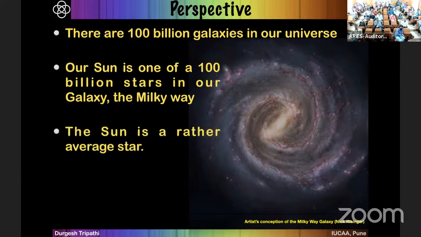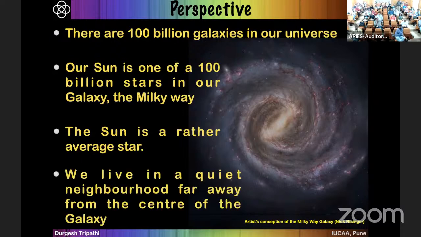And the sun is a rather average star. And we live in a quiet neighborhood far away from the center of the galaxy, right? And if I have to point out where you're located now, where ARIES is, it would be there, right? Far away, really far away from the galaxy. This galaxy is just an artistic impression of the Milky Way, because you don't really see the Milky Way like this, because you see it edge on. Right, so that center here is, from the galactic point of view, the activity.